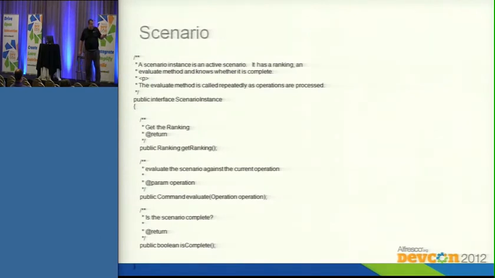This interface gets a little bit long, but the important method here is evaluate. So each scenario evaluates an operation, and it returns a command that says what to do to the repo. So we've got the priority, we've got the evaluate method, and the final method is scenario complete. When the scenario is complete, it basically just goes away and dies. It's going to be complete if it fires and completes its work, or if the scenario decides, no, this wasn't for me in the first place.